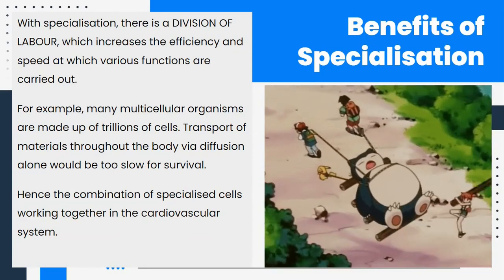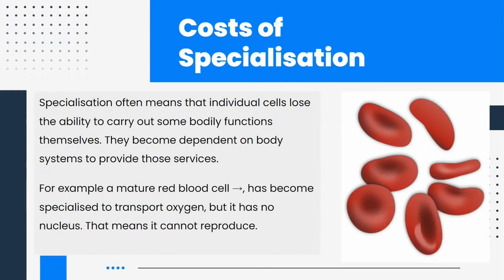Good. So what are the costs? Because there's no benefit without a cost. Everything comes with a price, right? So what's the cost? Well, in order for these cells to do what they do and become very specialized in what they do, they lose their independence.